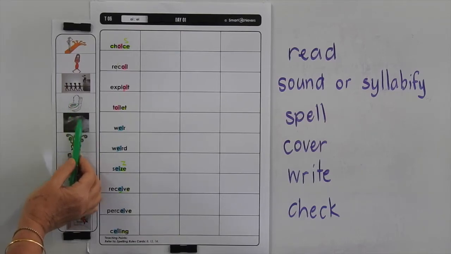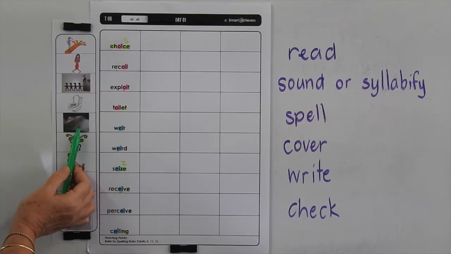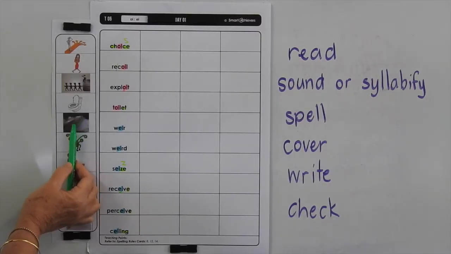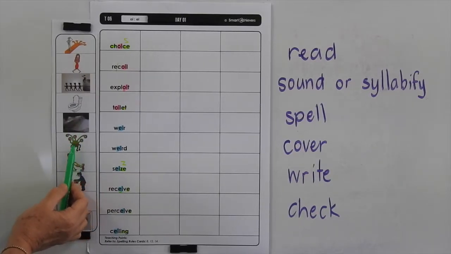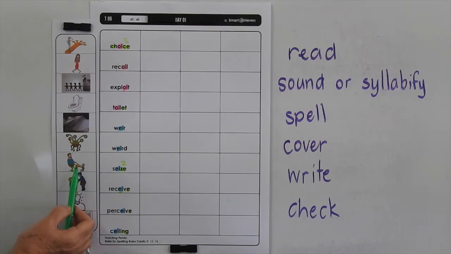And in every building. A weir is a man-made water retainer. It's a big wall that they build to hold the water back across a river. Weird means something strange or odd. Seize means to grab something. Receive is when you're given something. Perceive is to sense something, and a ceiling is the upper part of a room. It's just under the roof but above the room.